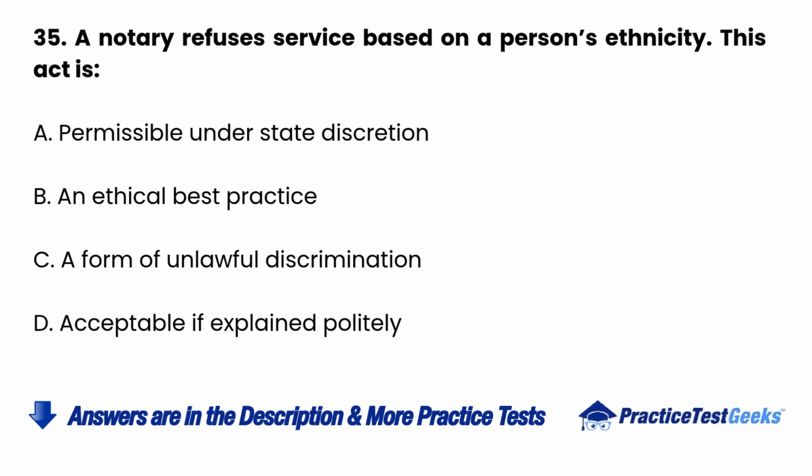35. A notary refuses service based on a person's ethnicity. This act is: A. Permissible under state discretion. B. An ethical best practice. C. A form of unlawful discrimination. D. Acceptable if explained politely.